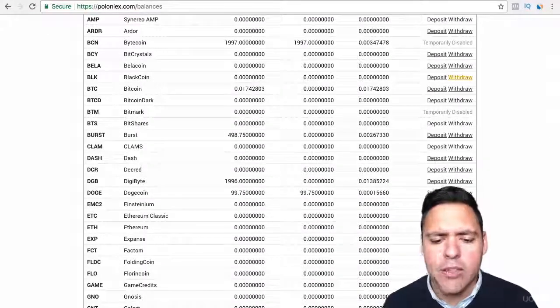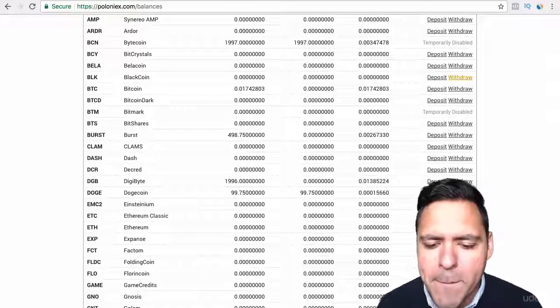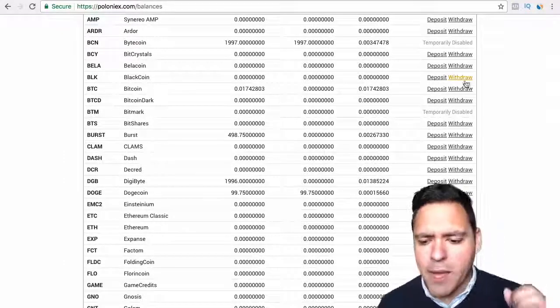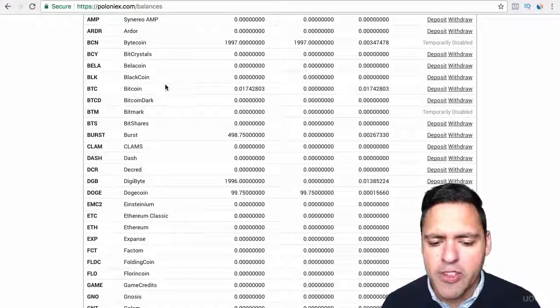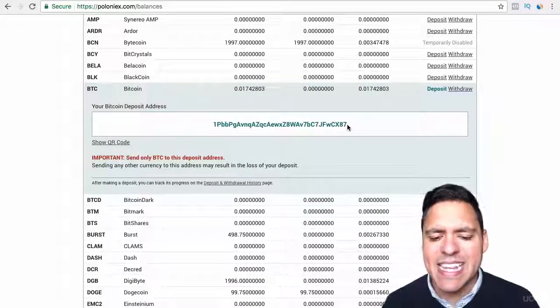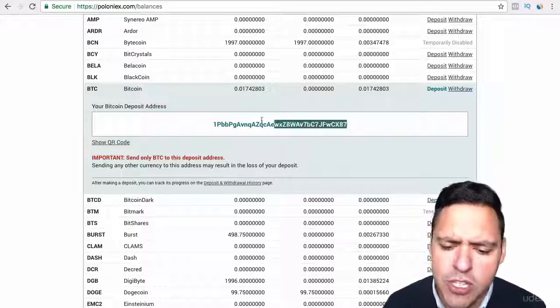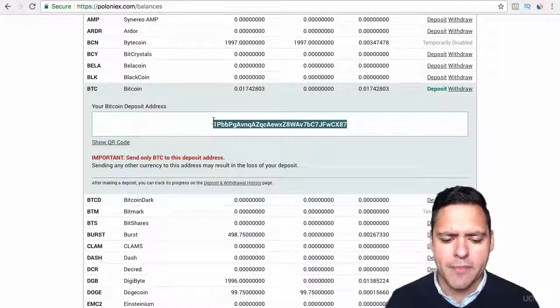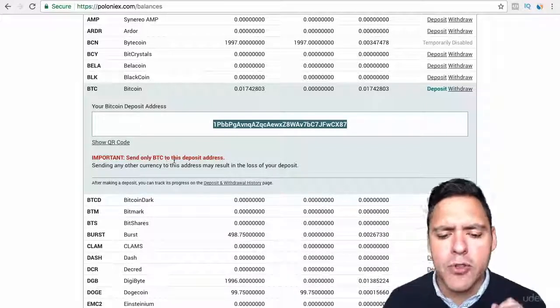If you want to deposit some Bitcoin into Poloniex, you have to go down to where it says Bitcoin and go to deposit. Then it's going to give you a deposit address. You just highlight that and copy it. And it says here: send only Bitcoin to this deposit address.